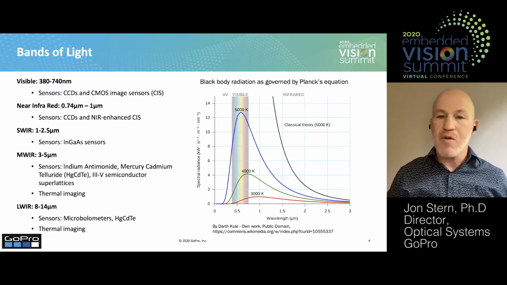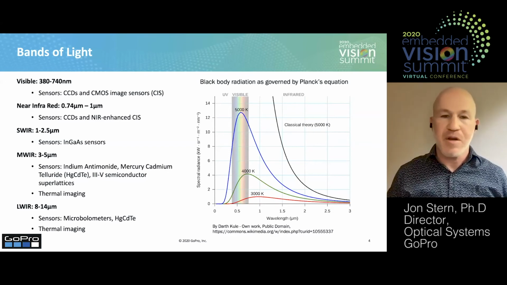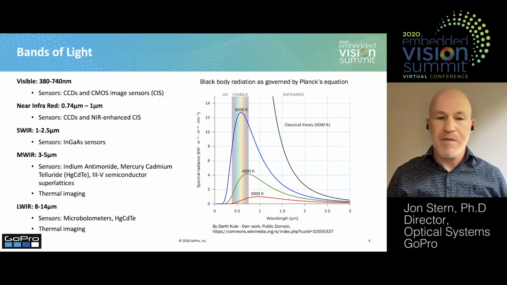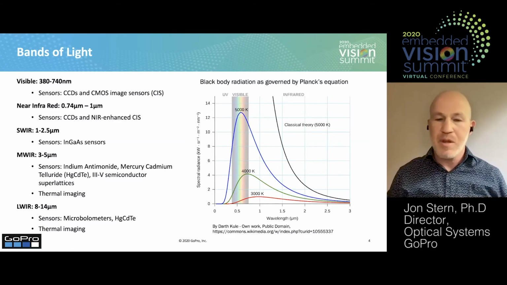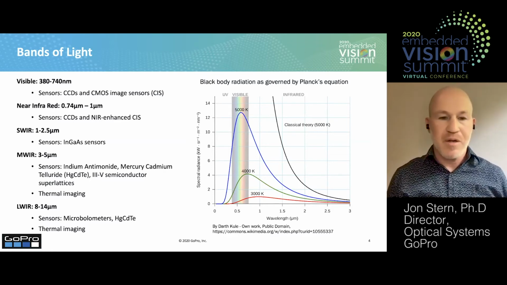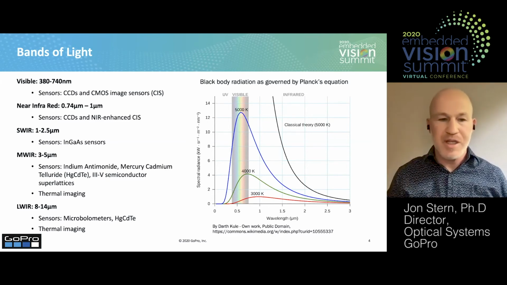Between 1 micron and 2.5 microns, we have the shortwave IR band, and here we have to start using different sensor technology. Typically, for shortwave IR, we use InGaAs sensors. From 3 microns to 5 microns, we're in the medium wave IR band with a number of sensor technologies, including indium antimonide, mercury cadmium telluride, and type-II semiconductor superlattices. And this is starting to move into the classic thermal imaging of heat.